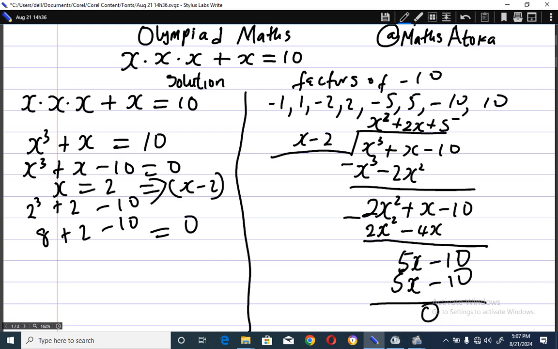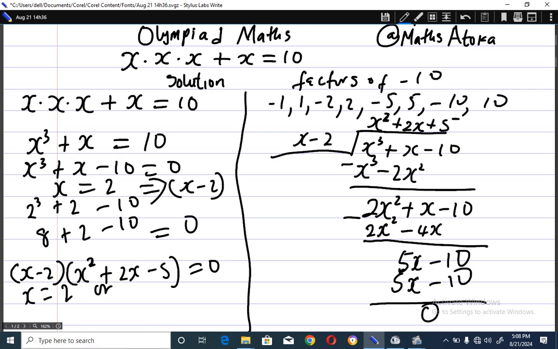So it means that the factors of this polynomial are the first one we got, which is x minus 2, and then the next one, which is x squared plus 2x minus 5 equal to 0. We remember how we got to this point using the other method. So from here we can have that x is equal to 2, or you solve this one by the quadratic formula to get the other answers we got. So that is that for that. I think the other answers we got were minus 1 minus 2i and minus 1 plus 2i.